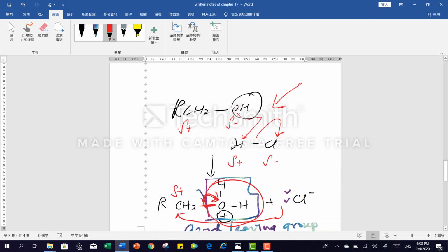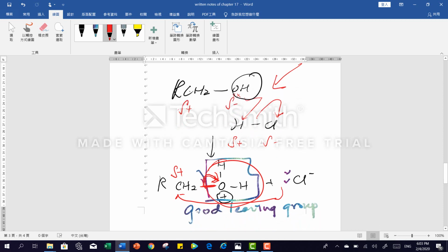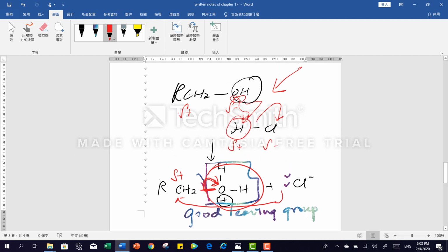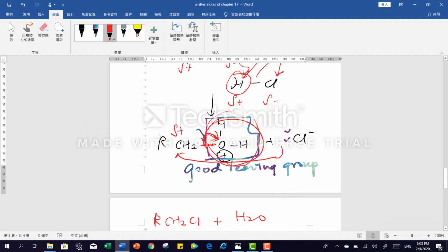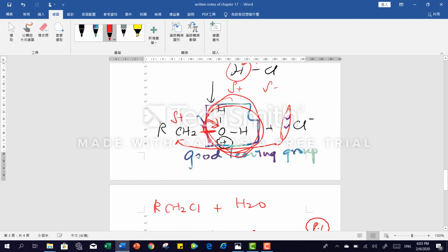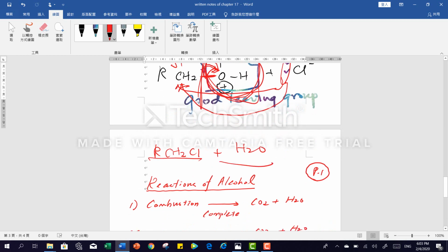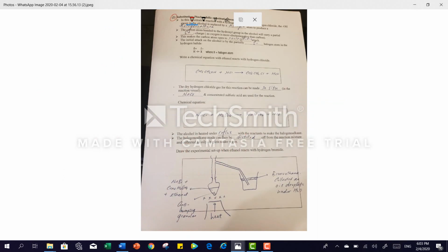Can you see that? First is the capture of a hydrogen, capture of this hydrogen with this lone pair electron, okay? And then to make this OH group become a good leaving group by bearing the positive charge, then the Cl minus, the lone pair electrons, will attack this positive carbon and the whole group will be broken. So the substitution reaction is this way. Okay, understand? Now we go back to the notes here.